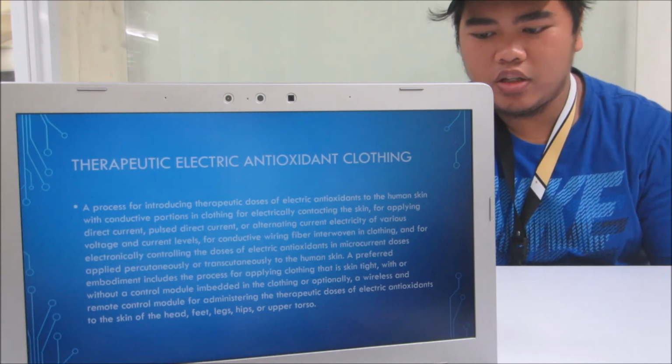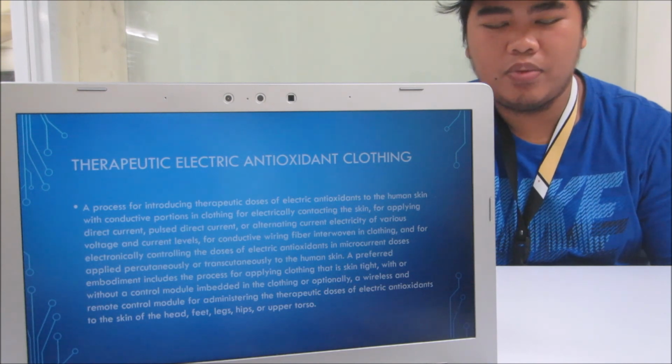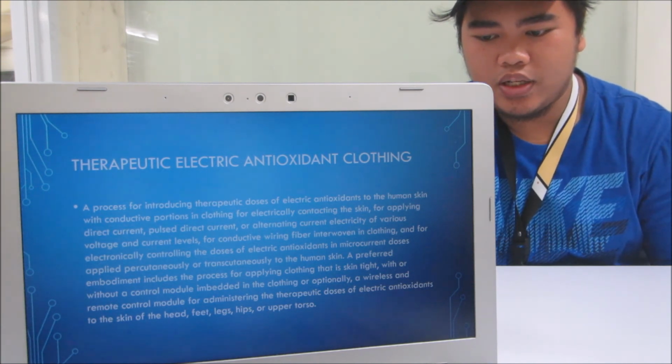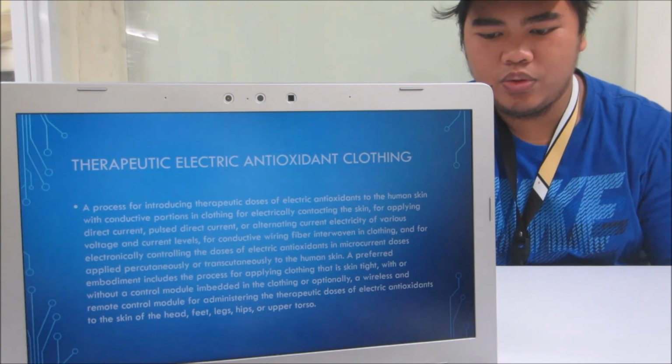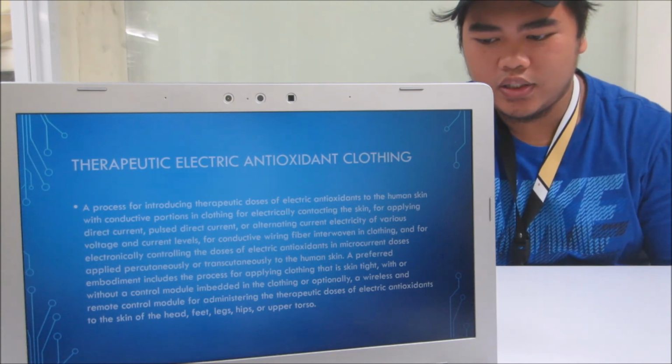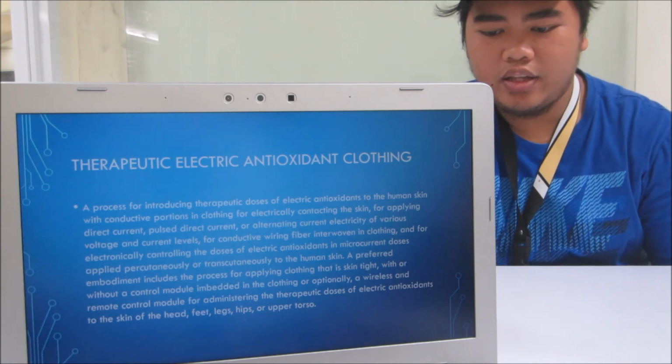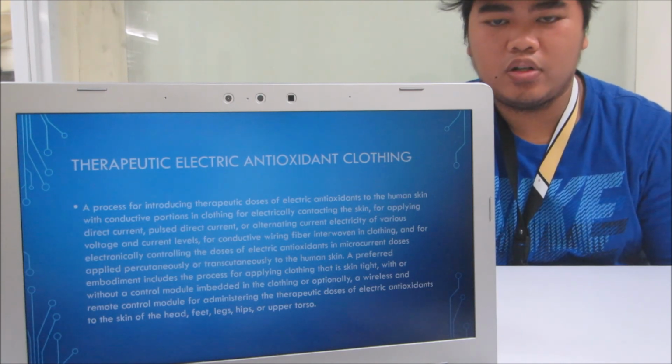A preferred embodiment includes the process for applying clothing, or optionally, a wireless and remote control module for administering the therapeutic doses of electric antioxidants to the skin of the head, feet, legs, hips, or upper torso.